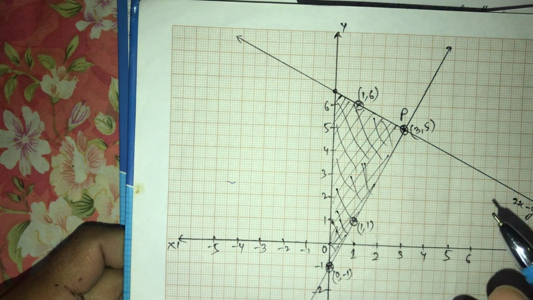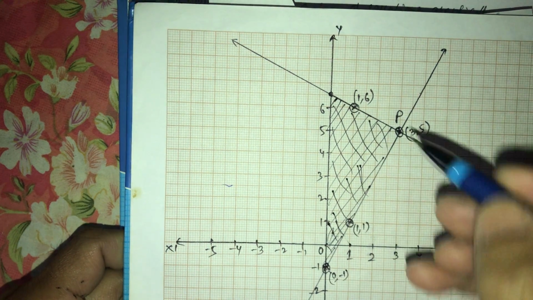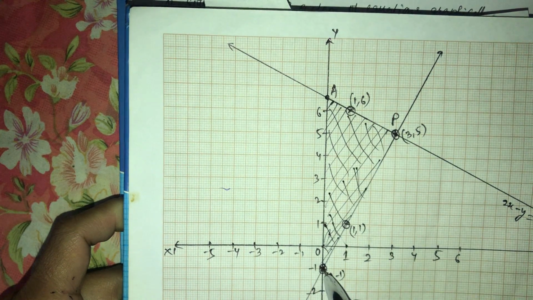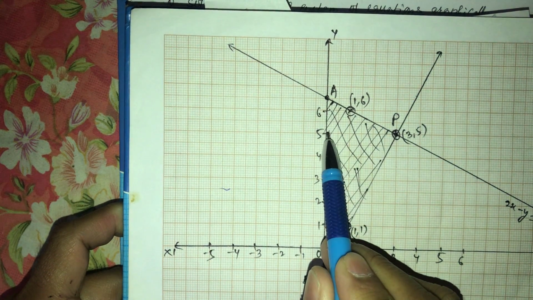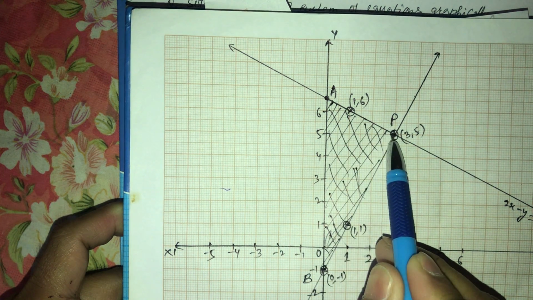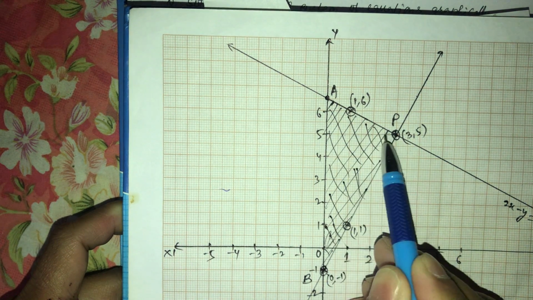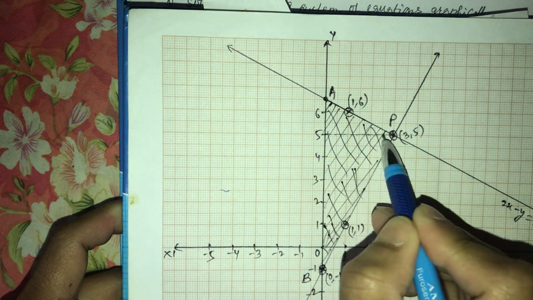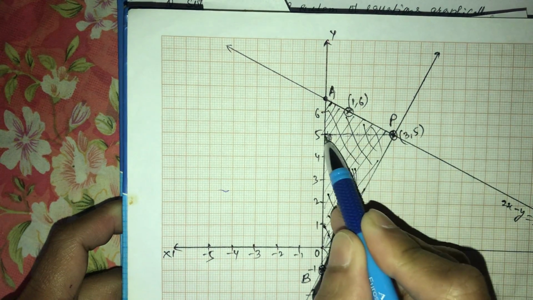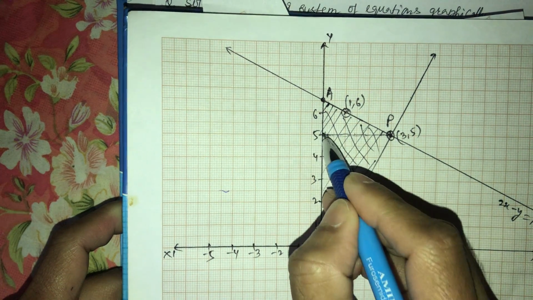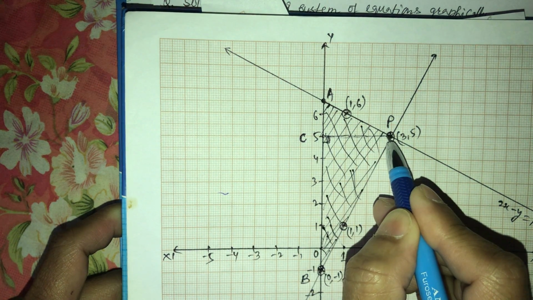Now next is to find the area of this triangle. If I take this as the base, let me mark this as A and this point as B. So AB will be the base, and if you talk about the height, the height will be here. Look here, this is the height. Because if this is the base, then this line is perpendicular to this base. So this is the base and this will be the height. Let me write: C to P will be the perpendicular height.